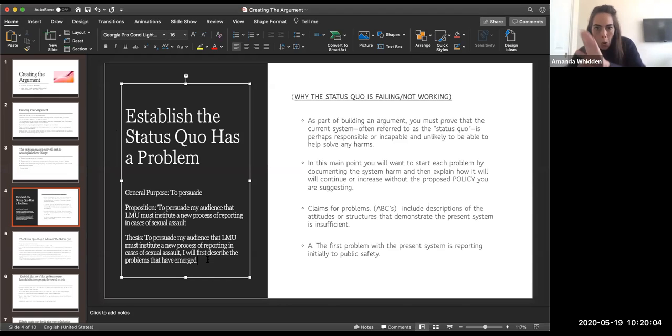So the only thing that we don't know in this proposition is the process of reporting in cases of sexual assault. Why do they need a new process? What's going on would be really my question. In all honesty, if we were to put in a clarification here, it may assist in the writing process. And I want you to keep this in mind as you go forward.